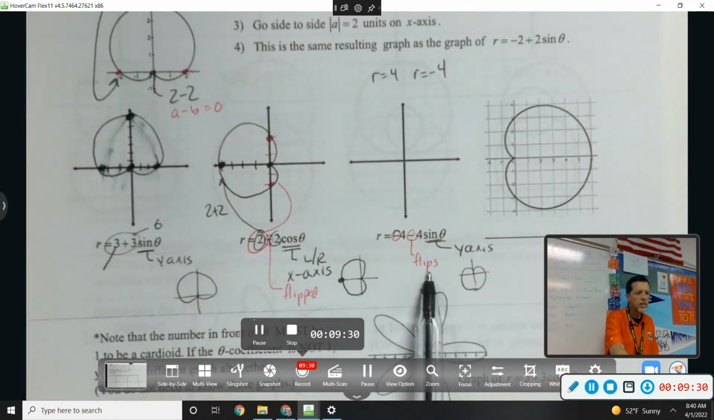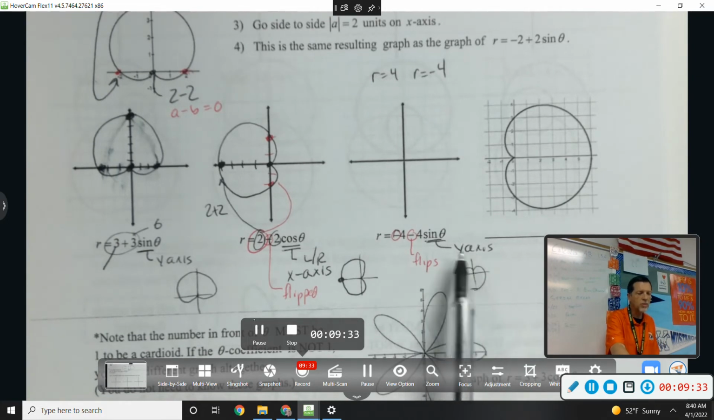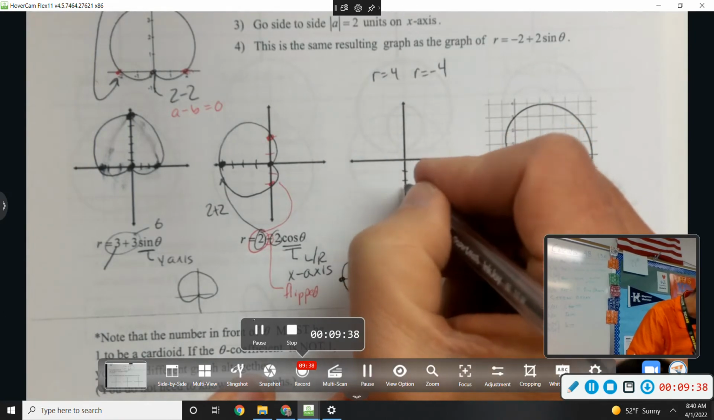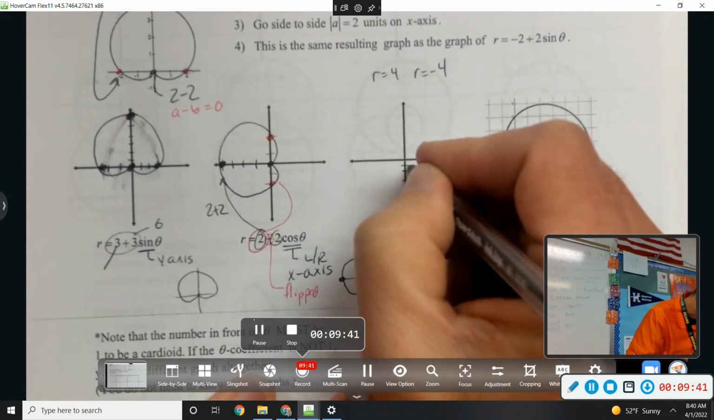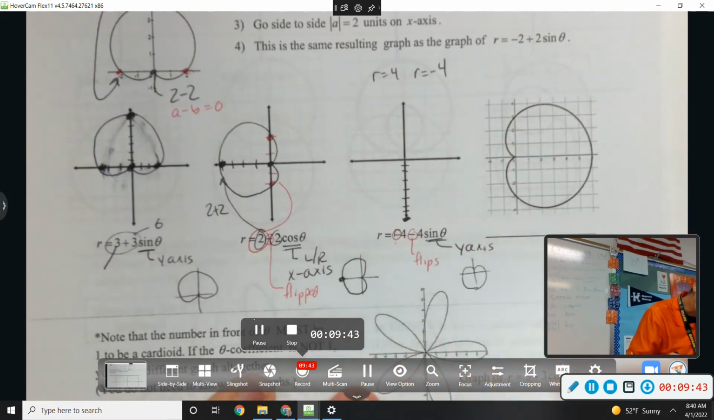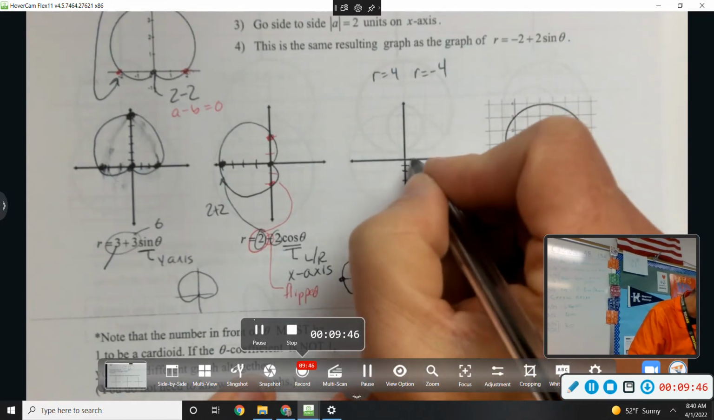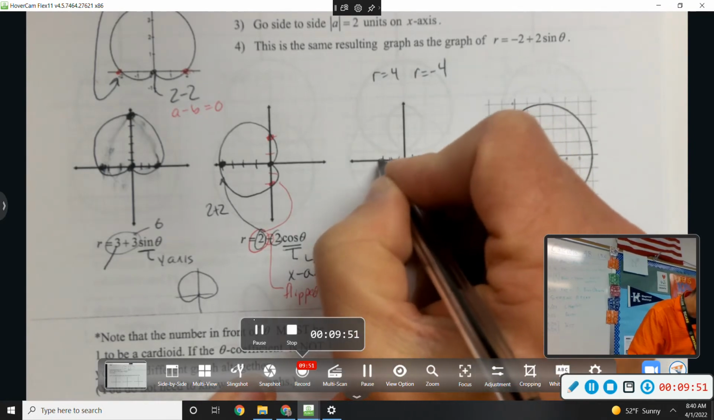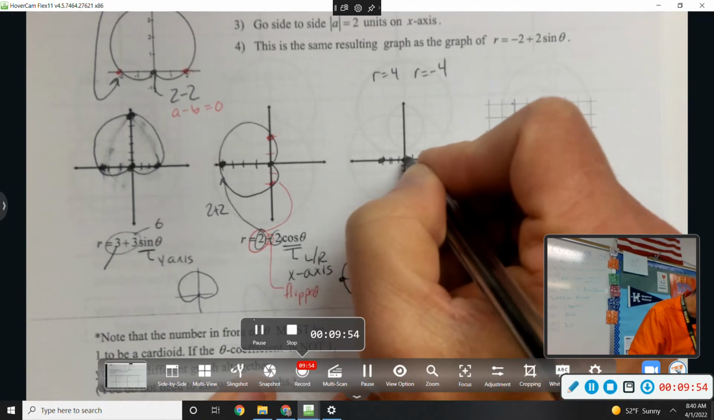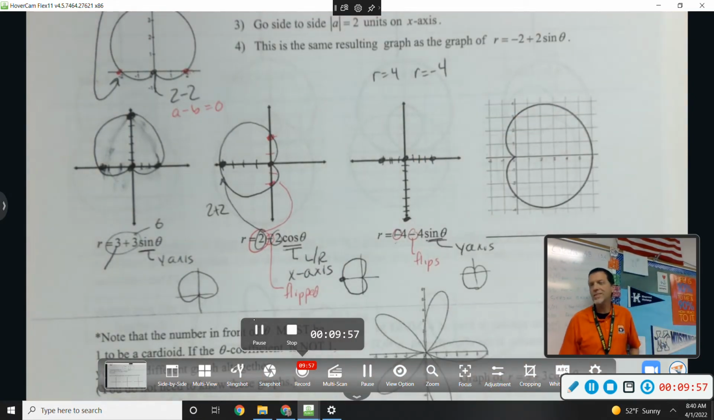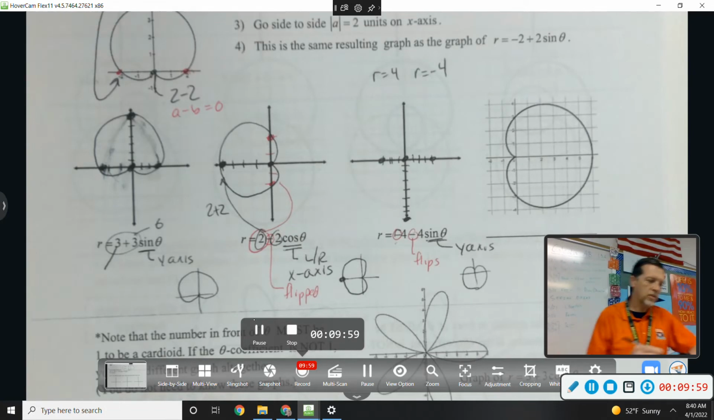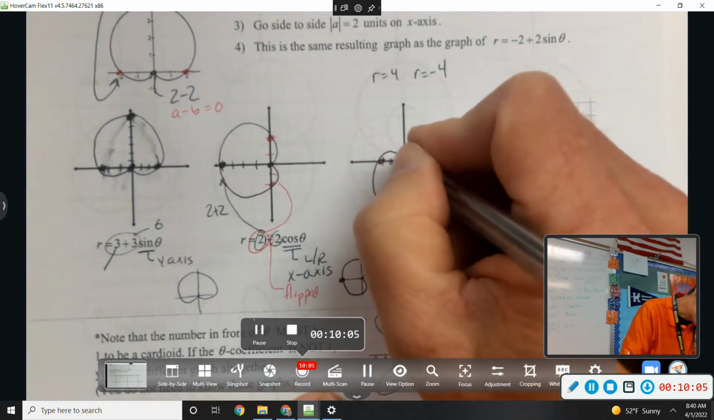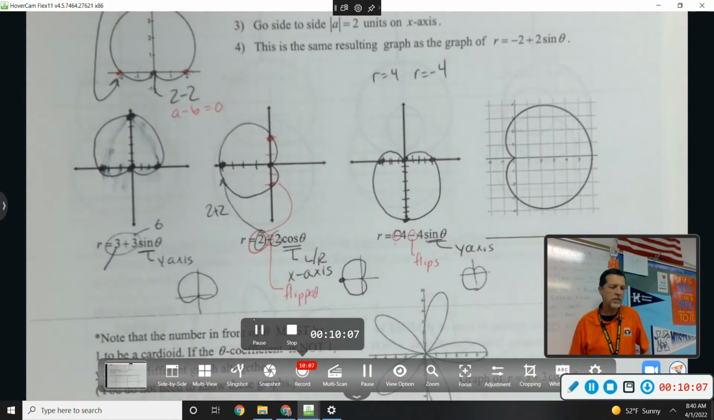Sine is flipped. It's on the y-axis. Well, no, sine is y-axis. Negative is flipped. 4 plus 4 tells me how far out to go. 8. The first number tells me how far to go on the sides. And then 4 minus 4 puts it in the middle. And again, that's only 4 points. It looks like a T, but you know what the shape looks like, so you need to draw it. Very rounded heart.